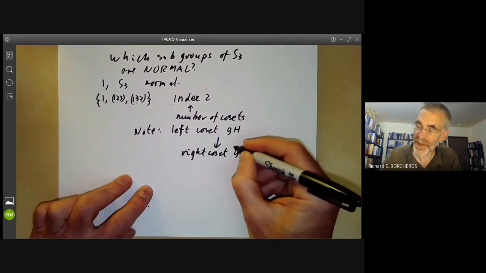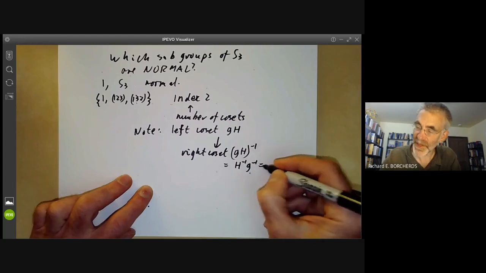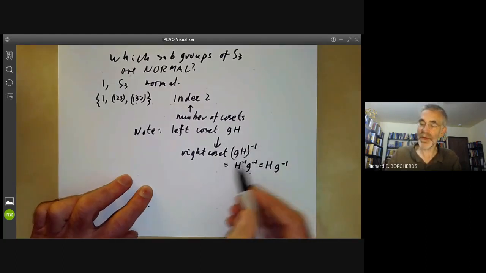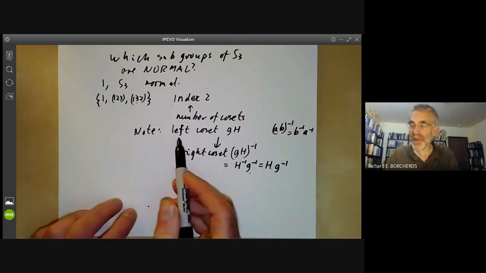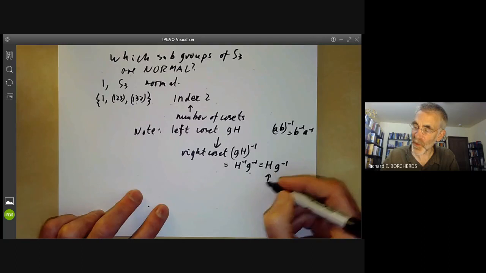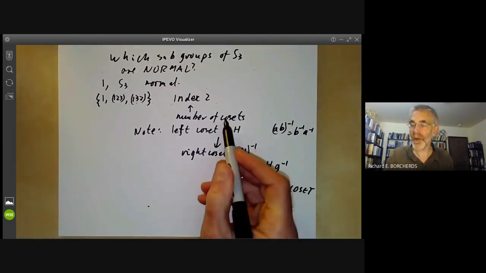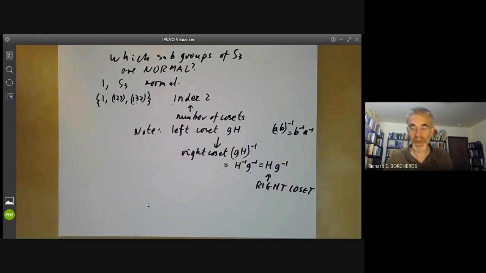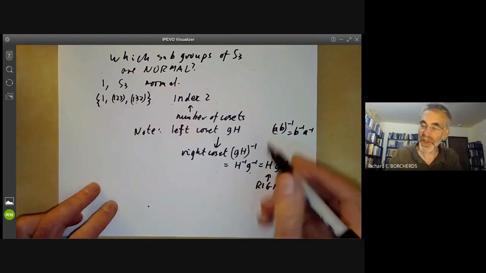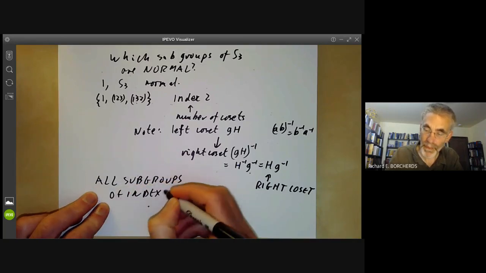So we take GH to the minus 1, by which I mean the inverses of all elements in this set. And this is just H to the minus 1, G to the minus 1, which is H G to the minus 1. You should remember that when you take inverses, you have to swap the order, so (AB) to the minus 1 is B to the minus 1 A to the minus 1. So there's a natural one-to-one map between left cosets and right cosets, just by taking the inverse of every element of the coset. So the number of left cosets is the same as the number of right cosets, and it's just called the index. So this is one of the few cases when we don't need to worry about whether we're talking about left or right cosets. So anyway, you've got this subgroup of index 2, and all subgroups of index 2 are normal.